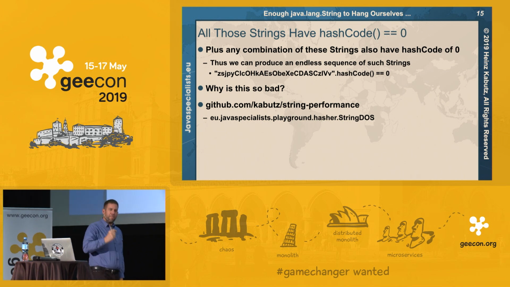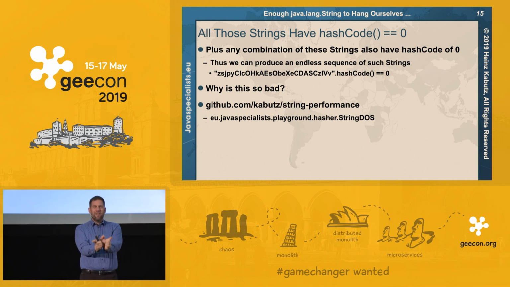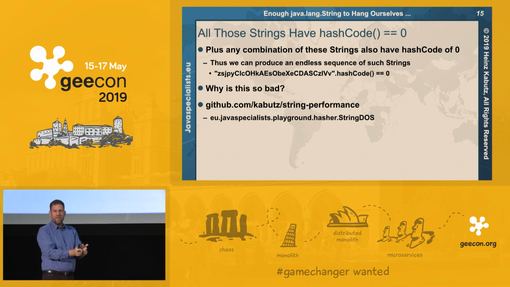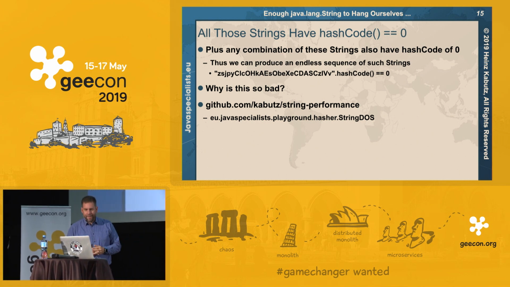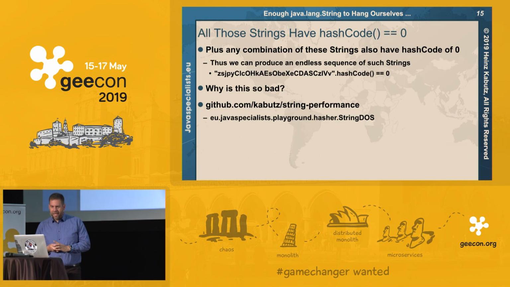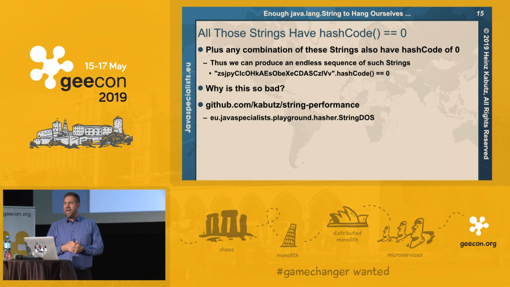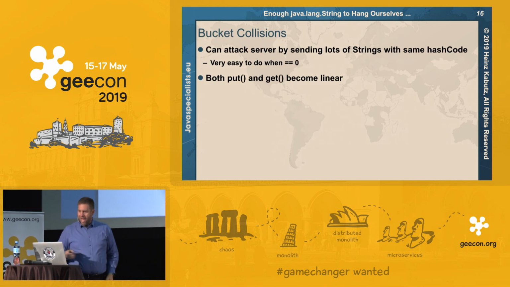Now, the problem with that is, if I've got 2 strings like that and I append them together, the hash code is 0 still. Because once you get to 0, you multiply by 31, it's again 0. So any combination of these strings is also 0. And so if you've got just a few of these strings, you can generate an endless stream of strings with hash code equals 0. And this is an issue, right?